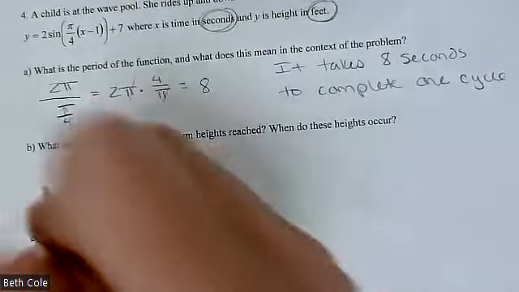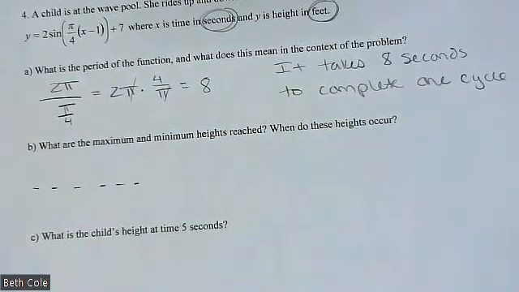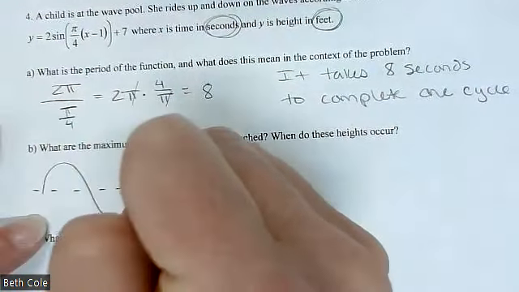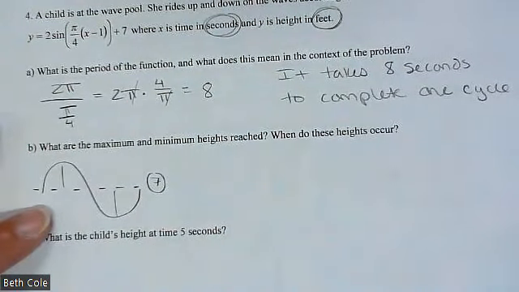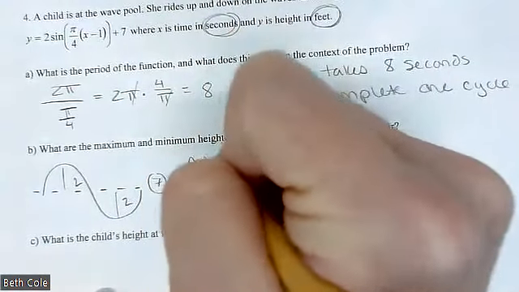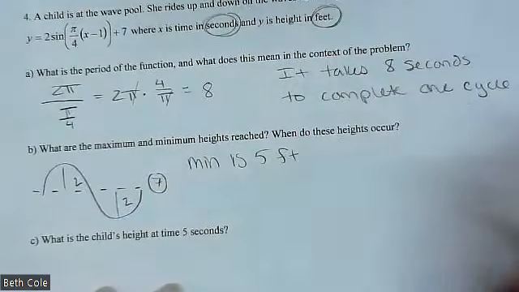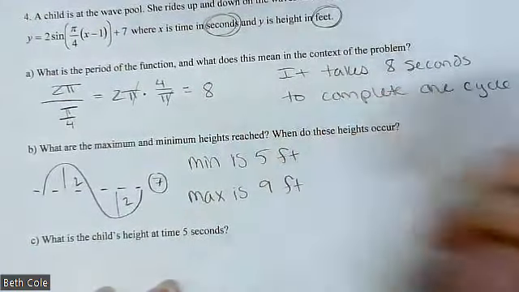All right, maximums and minimums. Let's draw a picture. If you can do it without drawing a picture, that's cool. I just recommend drawing it. Where's your center line? 7? Now, go up, go down, and come back. How far from the center line? 2. So your minimum is what? 5 feet. And your maximum is 9 feet.